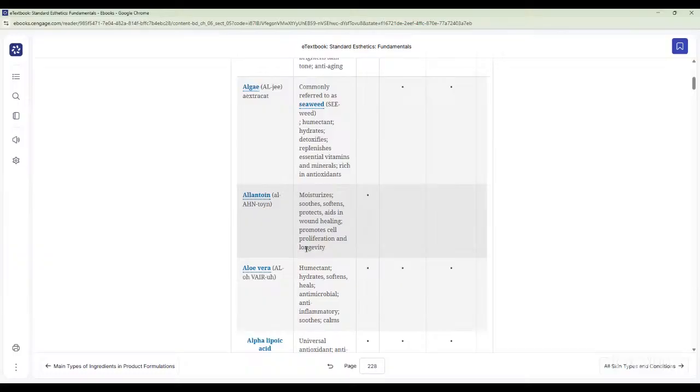Aloe vera, a humectant. So it hydrates, it reserves moisture, it softens the skin, heals the skin, and is antimicrobial, which means it helps prevent germs and bacteria buildup. Anti-inflammatory, which means it combats redness. It soothes and calms. This is mostly used after sunscreen, but aloe vera is a huge component. It's a performance ingredient, aloe vera leaf water in toners. We use a lot of aloe vera in a lot of our skincare products as well.